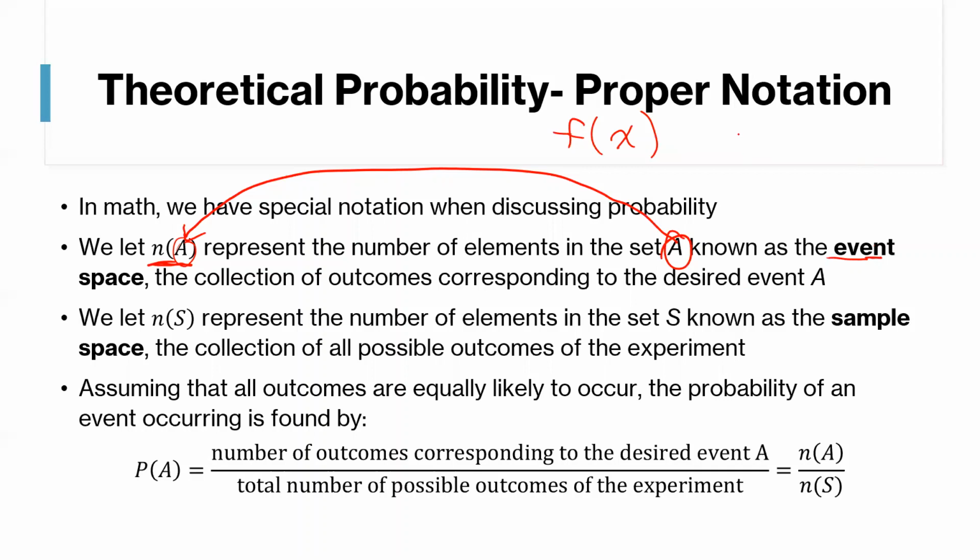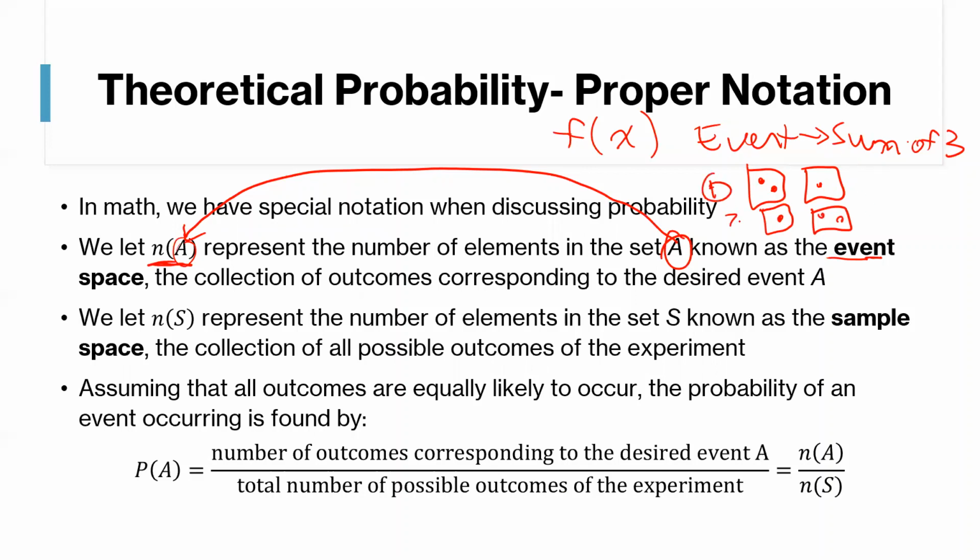So going back to that example about the event being, I'm just going to write this down, the event was the sum of 3. We know that there are 2 outcomes that match up with that, right? This outcome matches up with it, and this outcome matches up with it. So there are 2 different outcomes that match up with it. These 2 outcomes together are part of the event space.